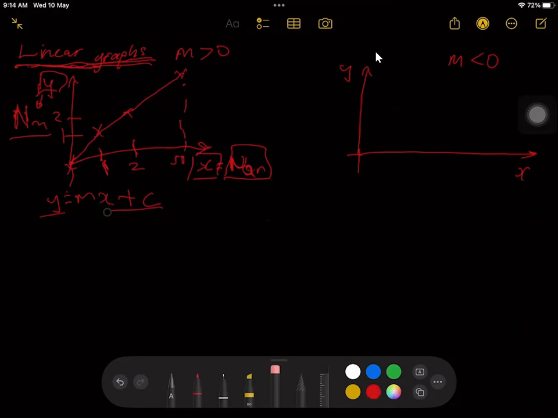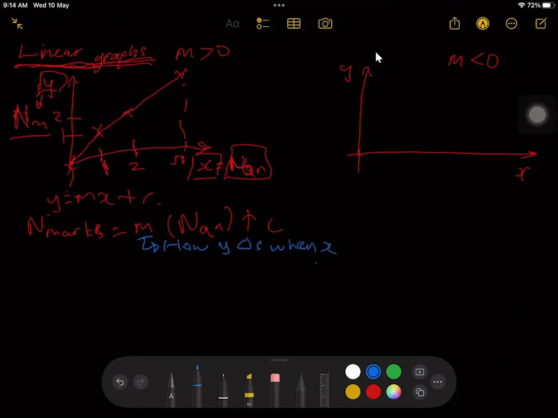What does this mean? So y represents the number of marks. Marks equals m, the number of questions, plus c. So what is m and c? m represents how much y changes when x increases by 1. So as you can see here, whenever x goes up by 1, y also increases by 1, right? Because as we said earlier, for each question that you do, you will gain 1 mark.